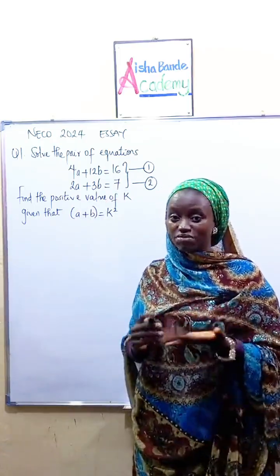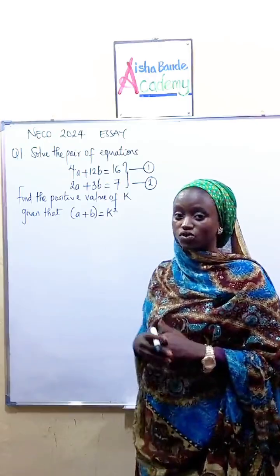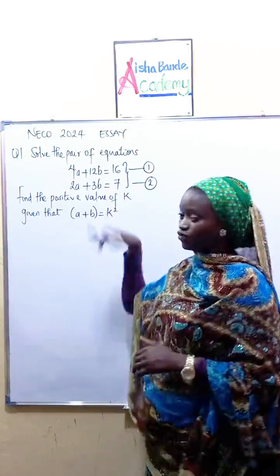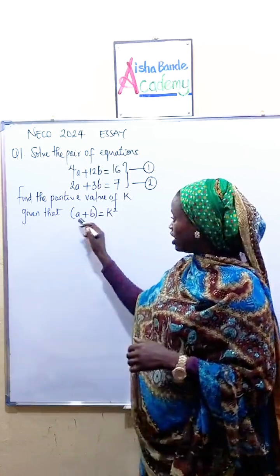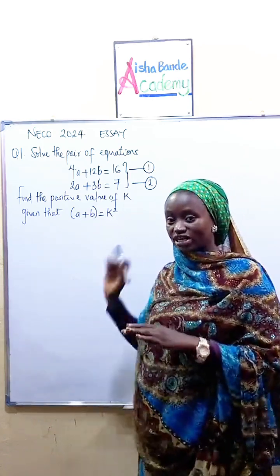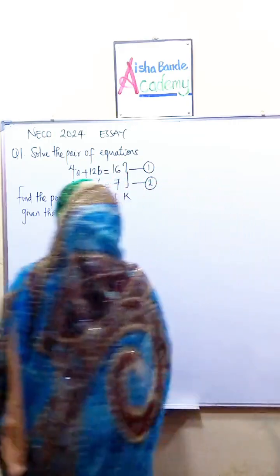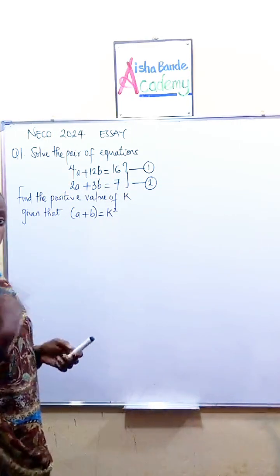We can use the elimination method or the substitution method to solve this question. So we have to get the values for a and b. When we get the values, we add them up and equate to k, and that will give us the value. We simplify and get the value for k. So let's begin. For the purpose of this class, we are going to use the substitution method.